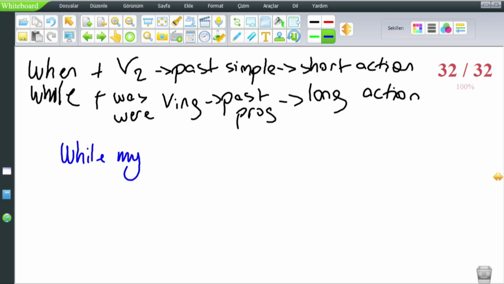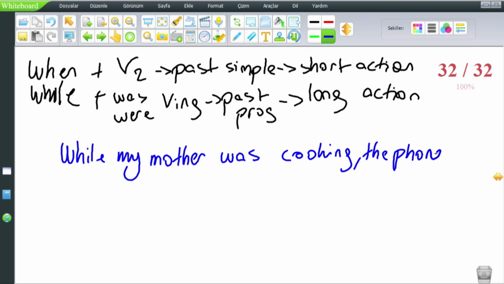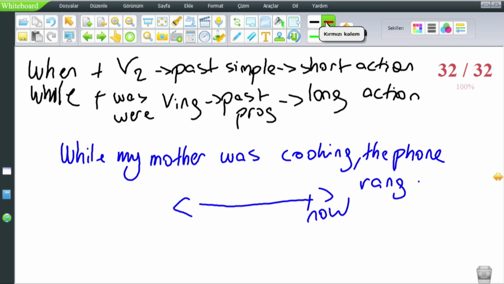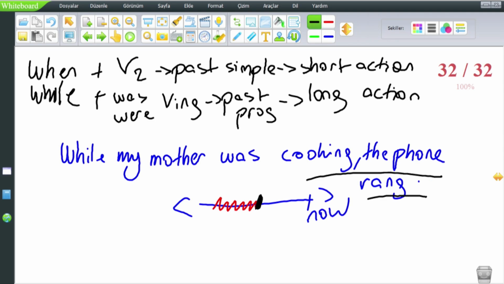While my mother was cooking, the phone rang. Let's show on the timeline which one is long and which one is short. While my mother was cooking here, the telephone rang here. So this is the short action that we use with past simple, and this one is the long action that came right after while, used with past progressive.